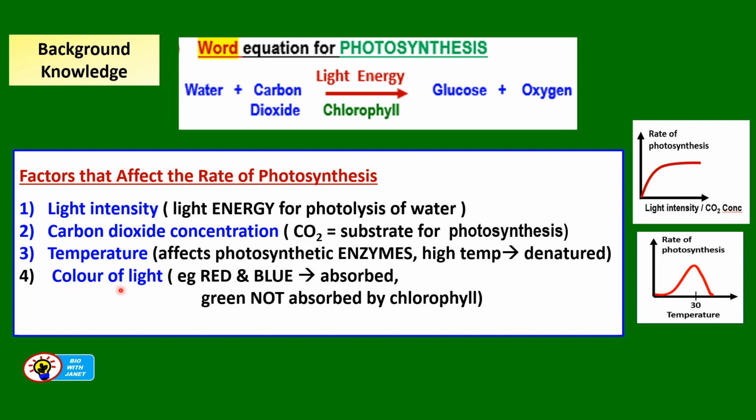Now, color of light also affects the rate of photosynthesis because red and blue light are well absorbed by the chlorophyll and other pigments in the plant, so they can be used to provide the energy for photolysis of water. But the green light is not absorbed by the chlorophyll, it's reflected. So if a plant is placed in green light, the rate of photosynthesis will decrease, because the green light is reflected from the plant and the plant will absorb less light energy for photosynthesis.